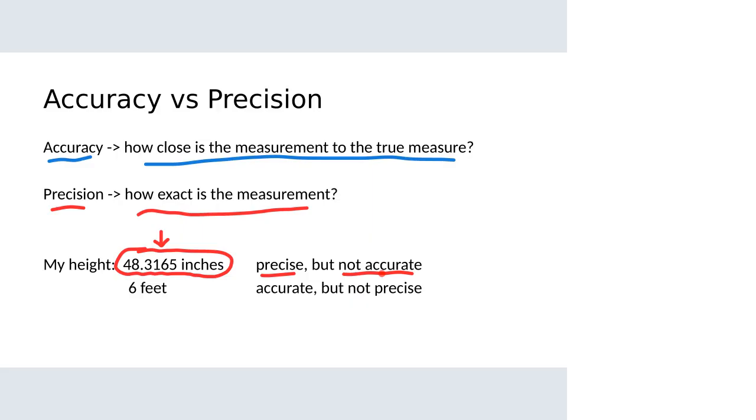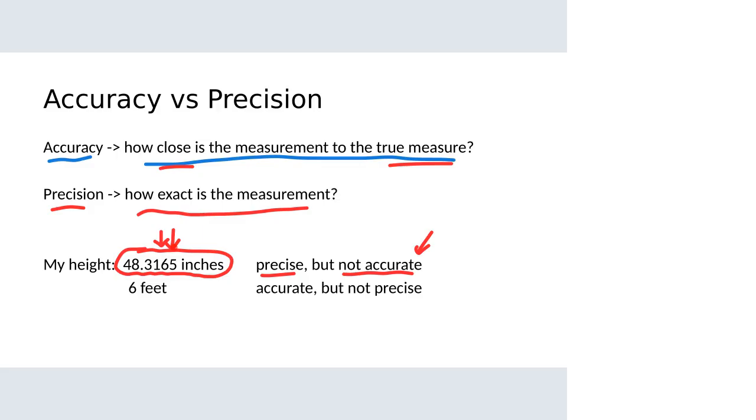When you think about the fact that if you're 6 feet tall, that's 72 inches, this isn't even close. So it's not accurate because it's not close to the true measure. It's precise because whatever you used was able to go to the 10,000ths place, but it's not very accurate.